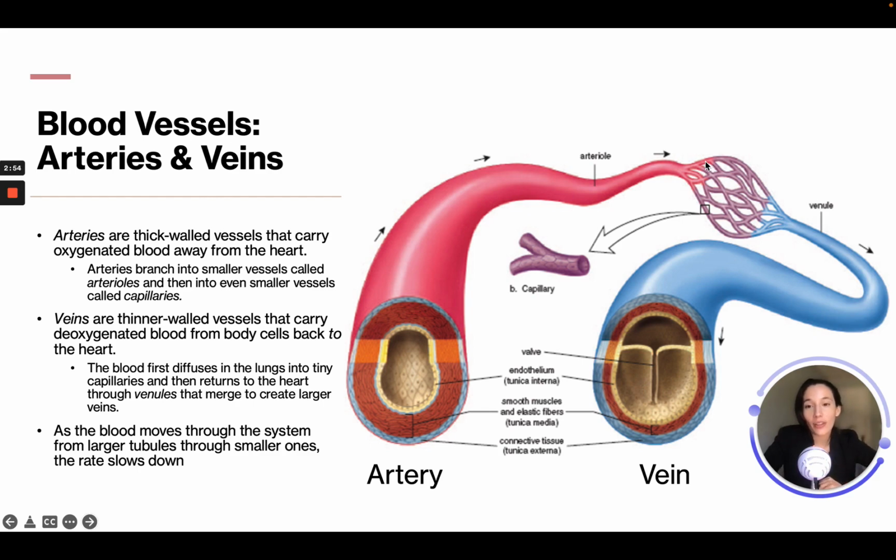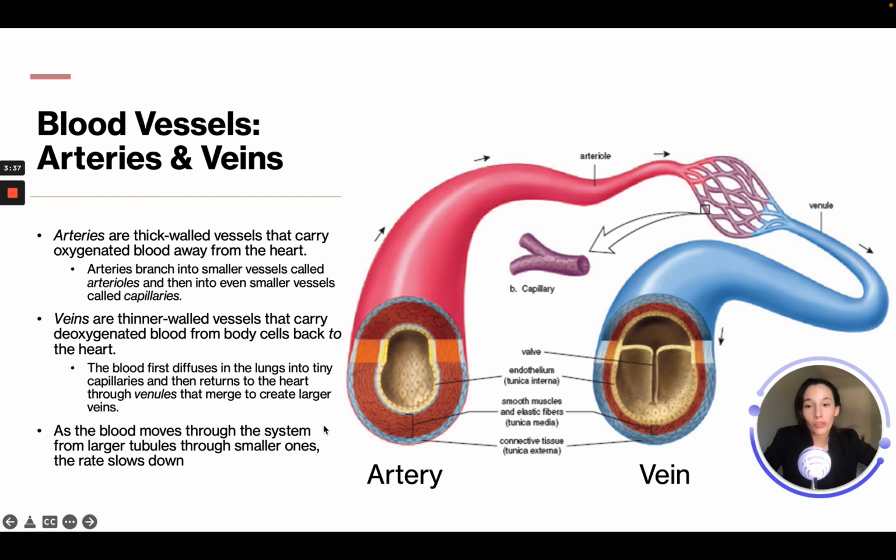So veins are thinner-walled vessels that carry deoxygenated blood from the body back to the heart. So we can see the vein here, much thinner wall. The blood first diffuses into the lungs, into tiny capillaries, and then returns to the heart through venules that merge to create a larger vein. So if you think about it, when we talked about the respiratory system, you have those alveoli, and on those you have capillaries, right, where the exchange of the oxygen, carbon dioxide happens between the blood and the alveoli. So that is giving that example.